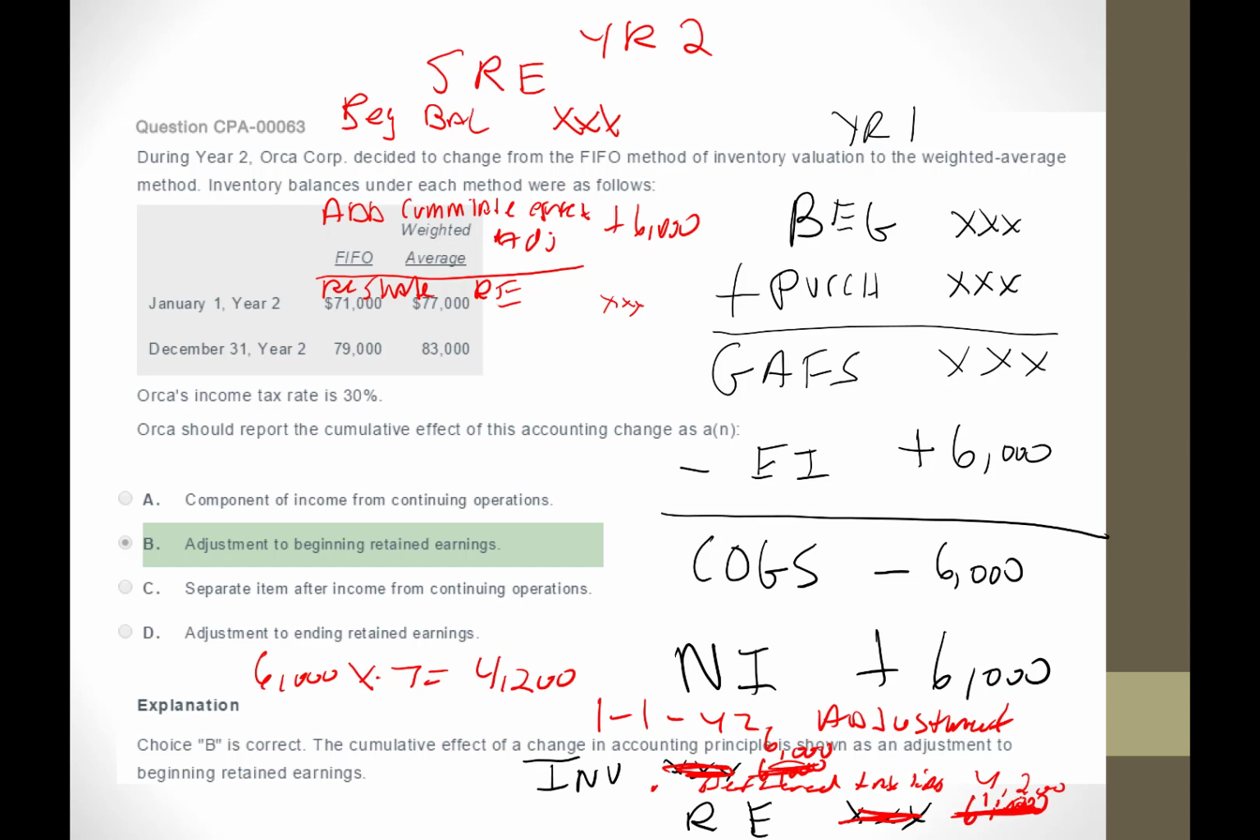But don't worry about that. That's beyond the scope of what we're talking about now. I'm just showing you the journal entry for this adjustment. Bottom line, the cumulative effect adjustment in this example wouldn't be 6,000. It'd be how much? 4,200, because you have to take that net of tax. So I should have shown this as 4,200, because you show it net of tax. Okay?